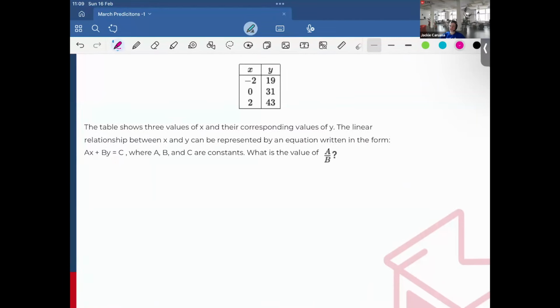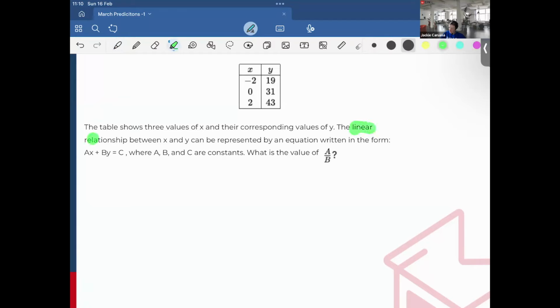So here, the table shows three values of x and their corresponding values of y. The linear relationship between x and y can be represented by an equation written in the form ax plus by is equal to c, where a, b, and c are constants. What is the value of a divided by b? Okay, well, simple enough. We can just do the slope formula.